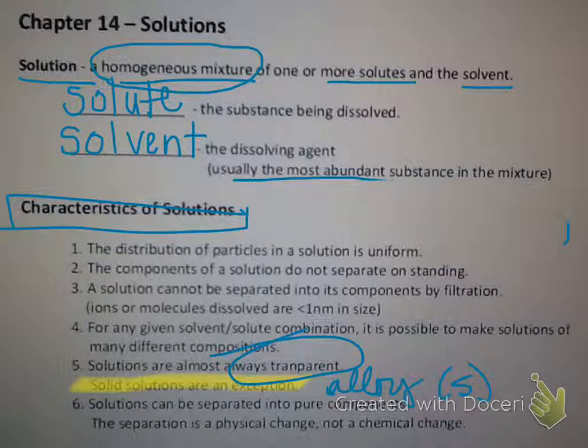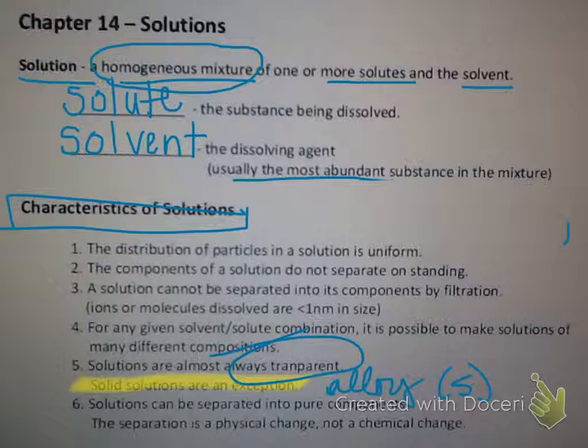Now, clear, like I said, does not mean colorless. Solutions can have color. For instance, if you took water and food dyes, you could make different color solutions of food dye that were dissolved in that water. But you could see through them, or light would go through them. They'd be clear. Let's look at number 6 real quick.